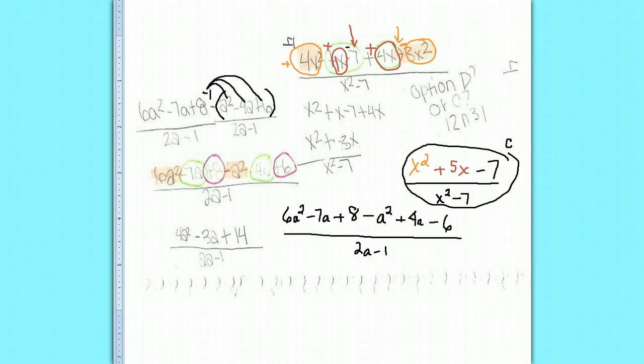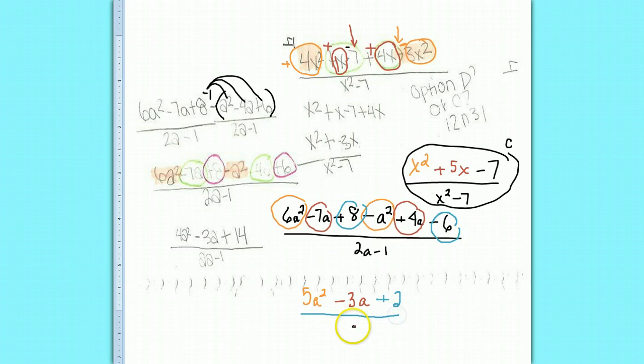Okay, so now, let's grab our color coding. We would have 6a squared and minus a squared. That would give us 5a squared. Okay, and then we'd have minus 7a plus 4a, which would be minus 3a. And then we'd have positive 8 minus 6, which would be positive 2. And then all over 2a minus 1. So option D was the answer there.